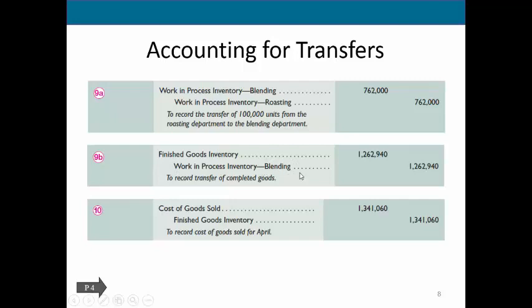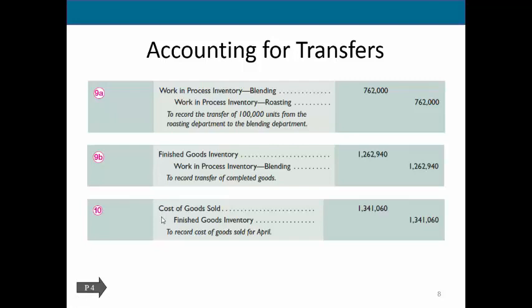In this case, it's our blending department, and we show the increase in our finished goods inventory. Again, these are just asset transfer transactions. They have a net effect of 0 on our overall balance sheet. Finally, here we're going to have a transaction that is not simply an asset transfer.